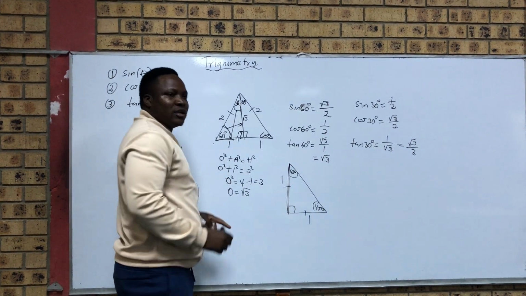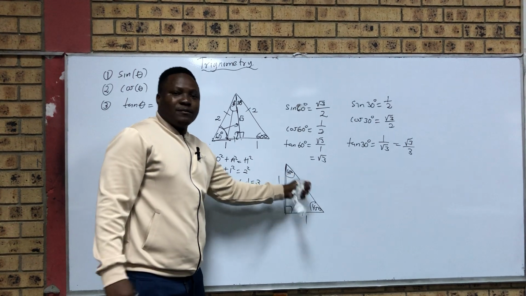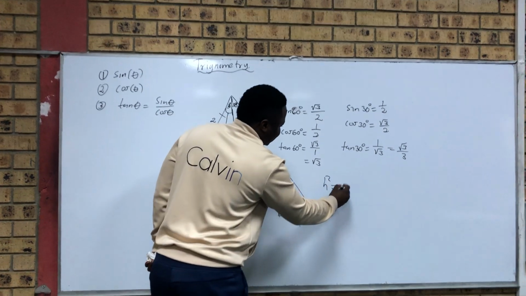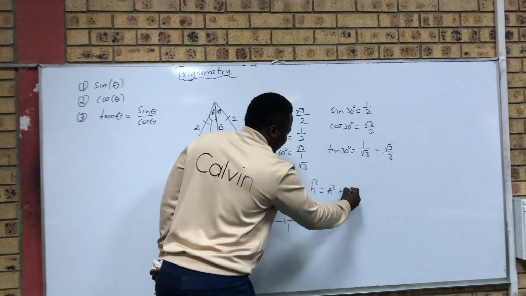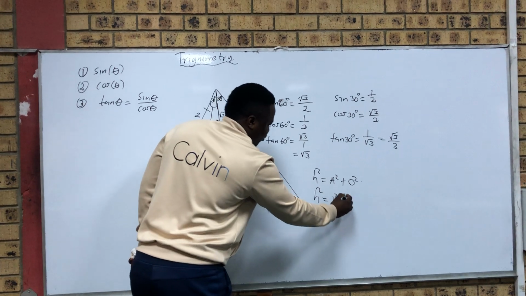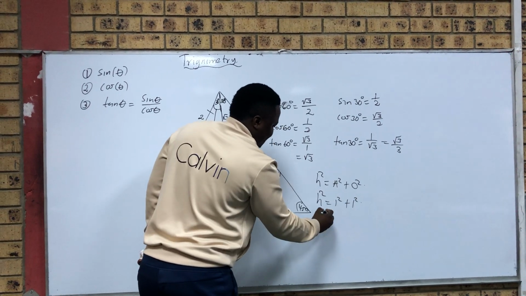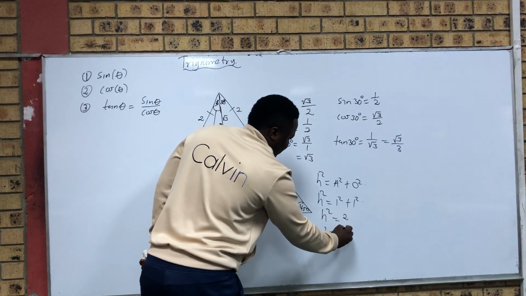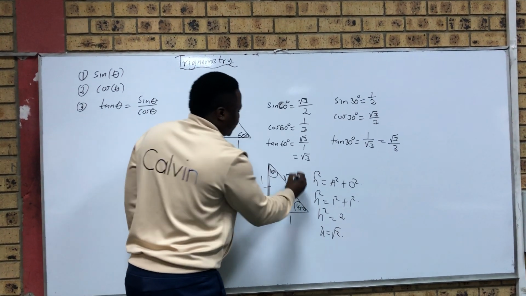Now to check for this side, you're going to use the theorem of Pythagoras. Again, you're going to say the hypotenuse squared is the same as the adjacent side squared plus the opposite side squared. Then the adjacent side is the same as 1 squared. The opposite side is the same as 1 squared. Then this is going to give you 2, and finding h is just root of 2. Then here you have root of 2.